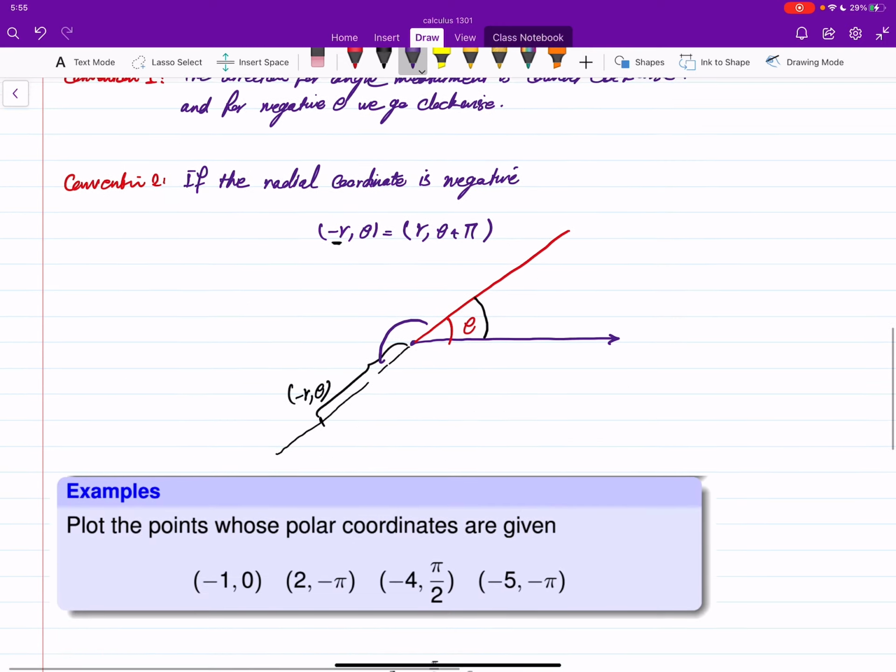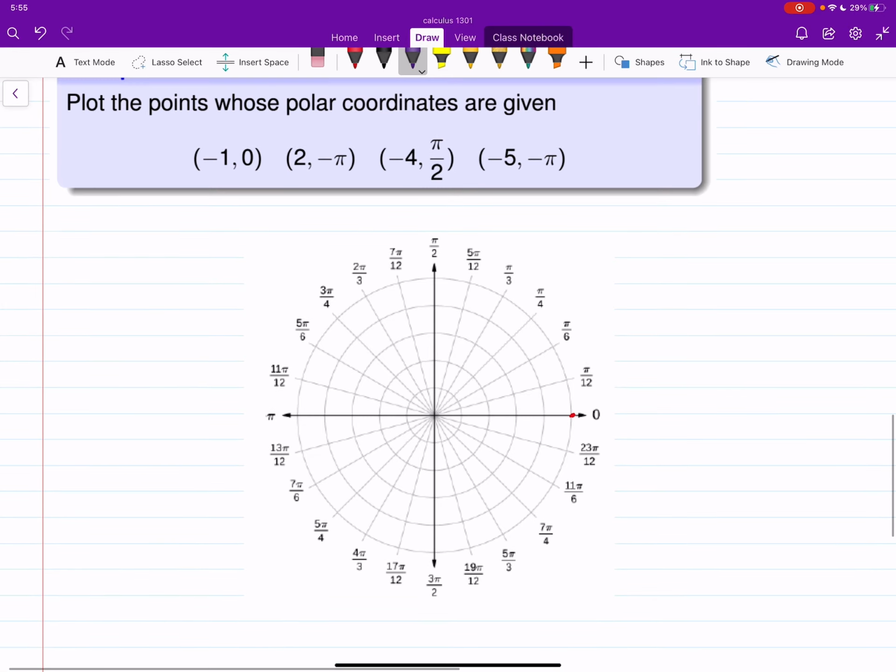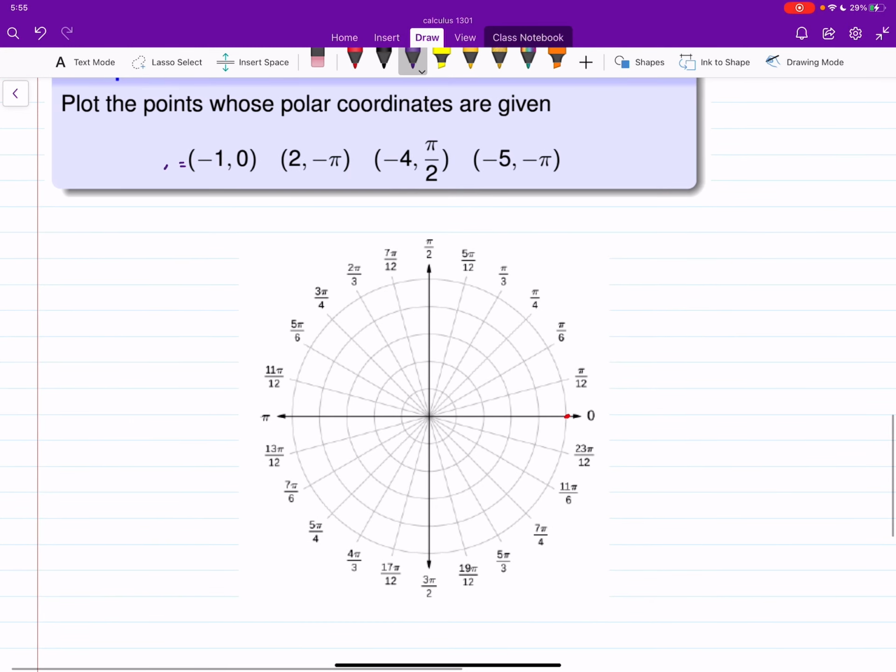Okay, let's see examples of these. For example, negative 1, 0. You always fix the ray for your angle, and since it is negative 1, we have to go in the opposite direction and pick 1 there. So this is A. How about B? This is negative pi and 2. Negative pi, we go this way, and the ray for negative pi is this. And we pick 1 and 2 on this. So this is B.